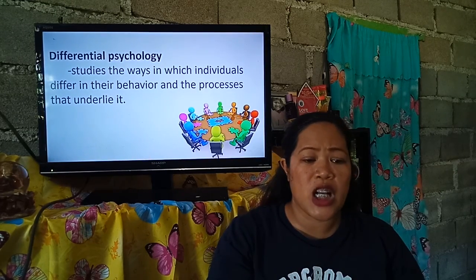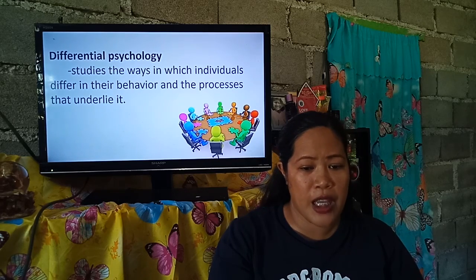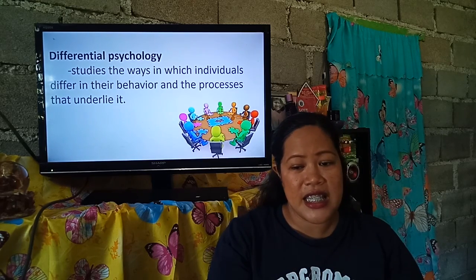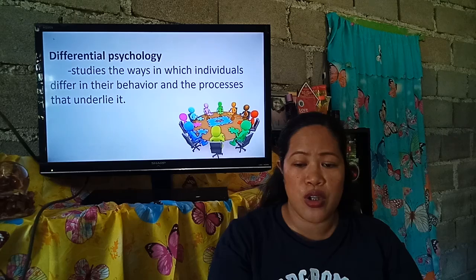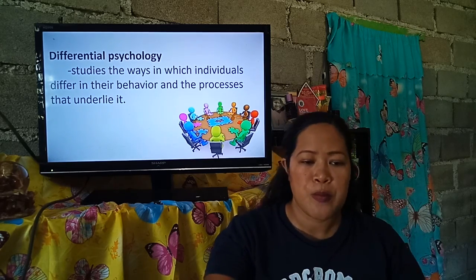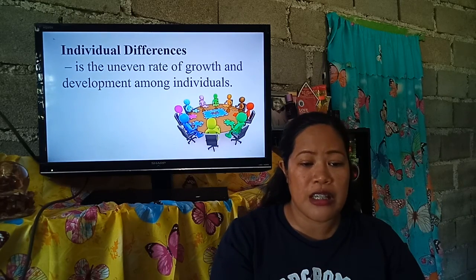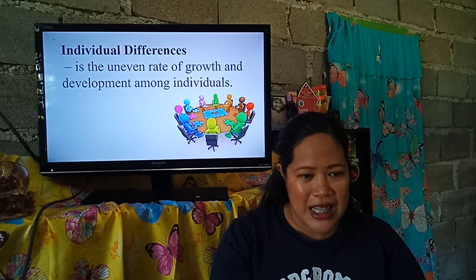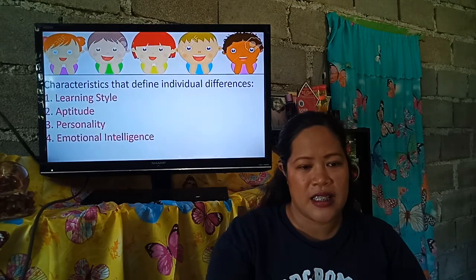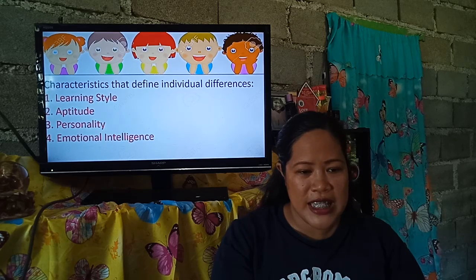So, differential psychology studies the ways in which individuals differ in their behavior and processes that underlie it. It is a discipline that develops classification or taxonomies of psychological individual differences. So, individual differences is the uneven rate of growth and development among individuals. Under individual differences, there are four characteristics. These are the four characteristics that define individual differences.